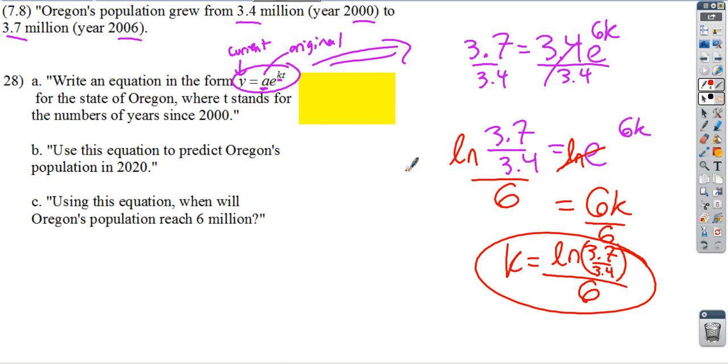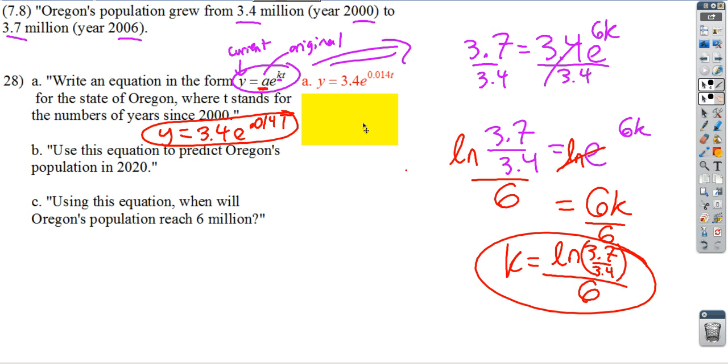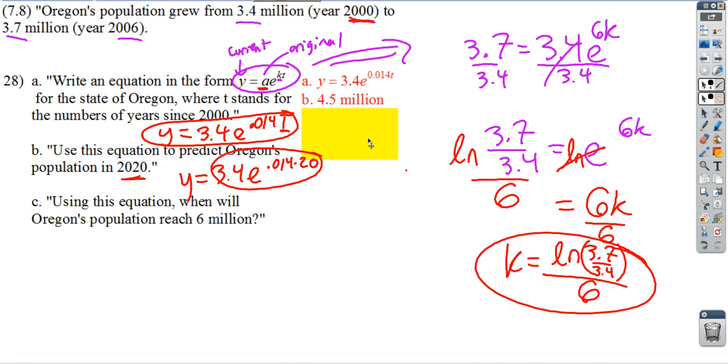Okay, so our equation, like we said, we need to have variables in it, so we need the y and the t. Our initial amount is 3.4, so that's this number. And then we found k to be 0.014. So there's our initial equation right there. Whoops, and that matches up with this. It says use this equation to predict Oregon's population 2020. Well, in 2020, that's going to be 20 years after 2000, so we just need to plug in the number 20 right here for t. So 0.014 times 20, we basically plug that in, and it's going to give us a number of 4.5 million.